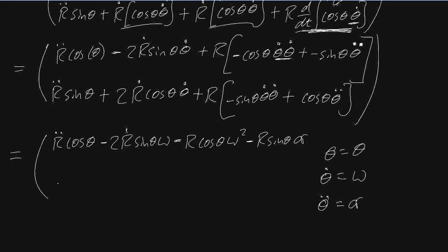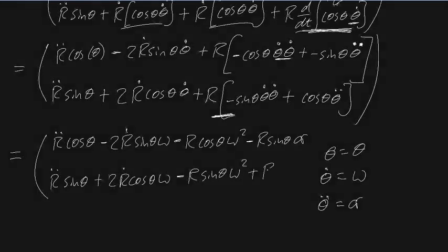Let's see if I can simplify the bottom element. That's going to be r double dot sine theta plus 2r dot cosine theta omega minus, and now I'm distributing the r around this bracket just here. That's going to be minus r sine theta omega squared again, and that's going to be plus r cosine theta alpha. Okay, so we're getting there.